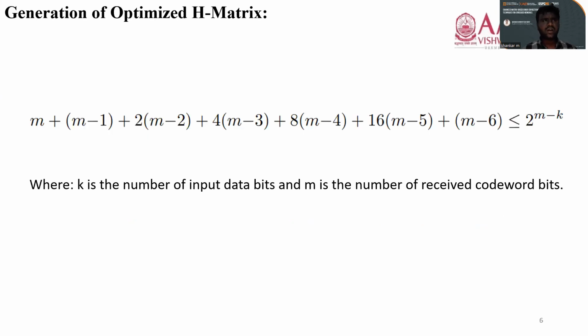As we discussed in the previous slide, we will use an H matrix, which is called the parity check matrix, to compute the syndrome vector. So how do we generate this H matrix, and what is an efficient way of producing an optimized H matrix? Coming to the introduction.